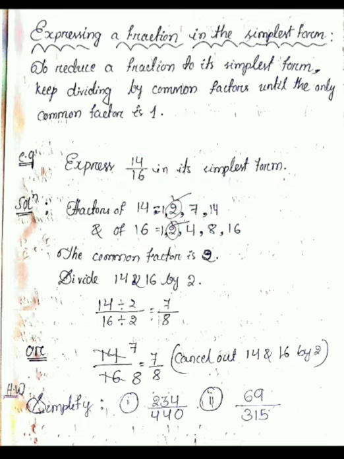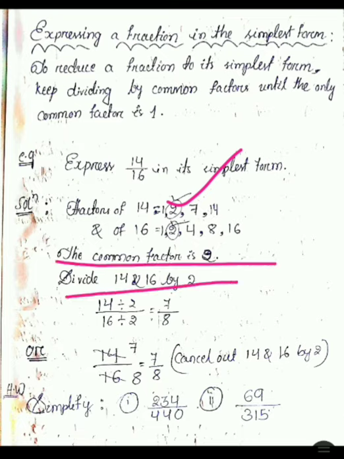Now students, just see what the common factors are here. 1 and 2. So, between 1 and 2, which is the highest common factor? The highest common factor is 2. So students, for 14 by 16, you have to divide by 2. The highest common factor is 2, so divide 14 and 16 by 2. 14 divided by 2 is 7 and 16 divided by 2 is 8.